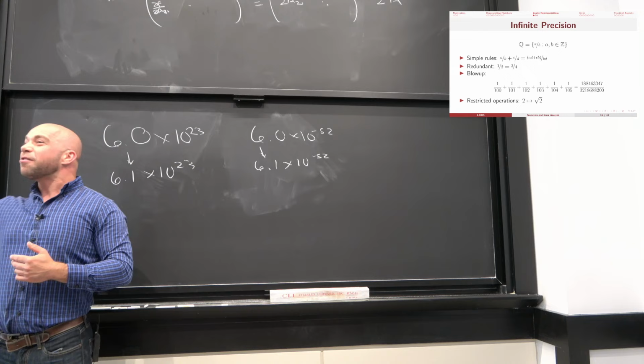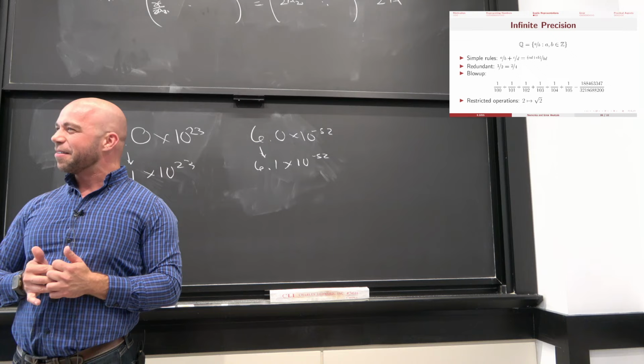So then people say, great, now I'm going to make a new thing, which is the ratio of A plus B times the square root of C, divided by D plus E times the square root of F, or something like that.